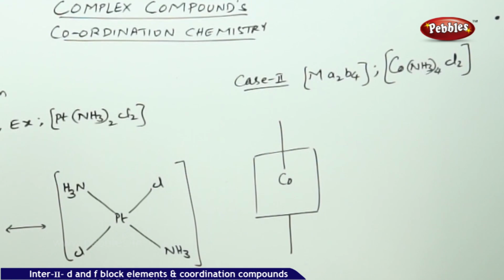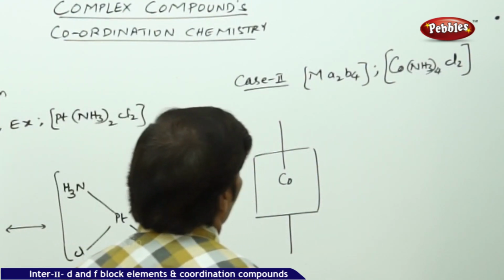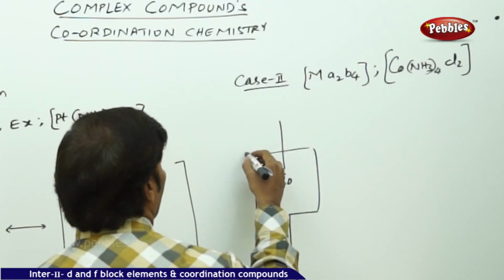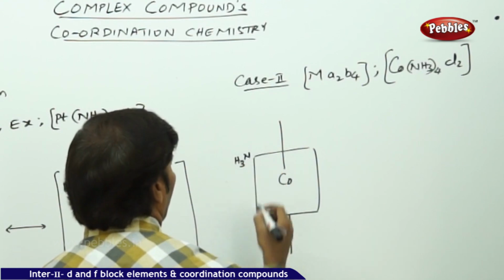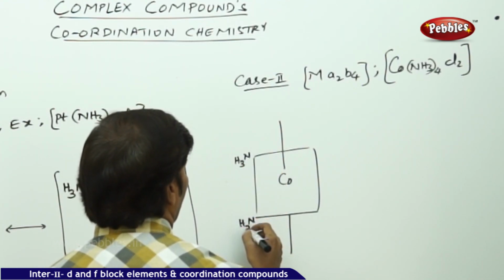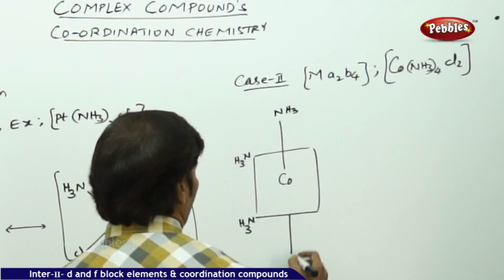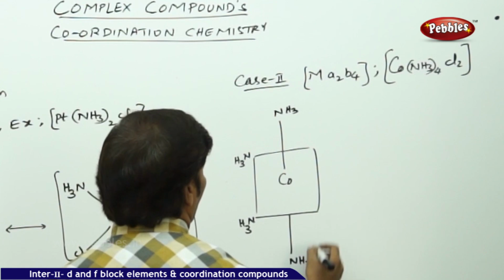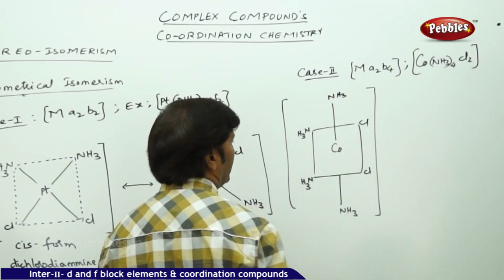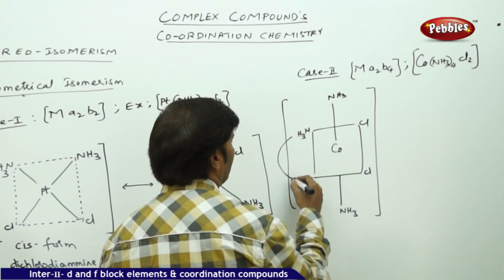And the best thing what we can do here is, we can place all the 4 ammonia molecules. One ammonia molecule I am placing over here, and one ammonia molecule over here, and another ammonia molecule over here, and another ammonia molecule over here. So this is the octahedral form of octahedral complex. So I can say all cis. So this is here cis to cis.